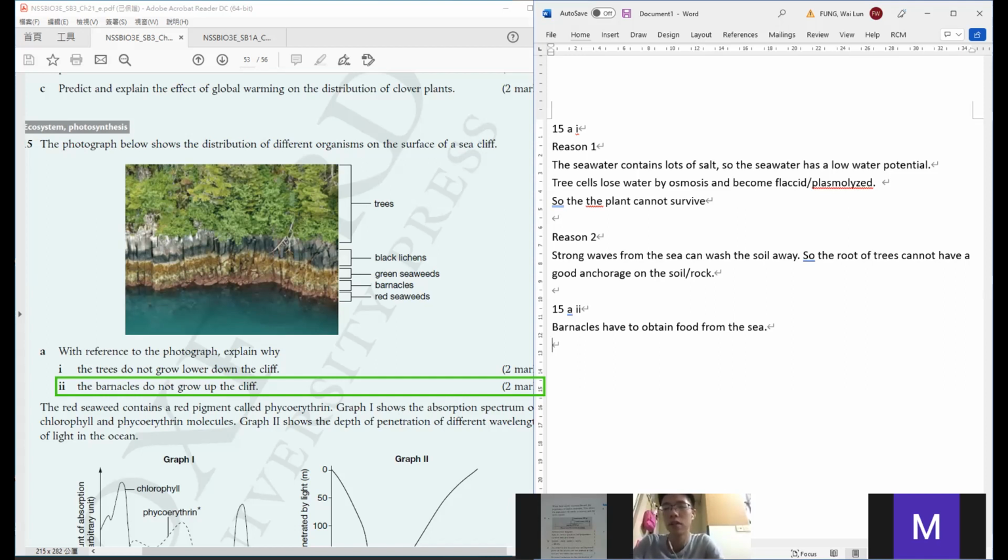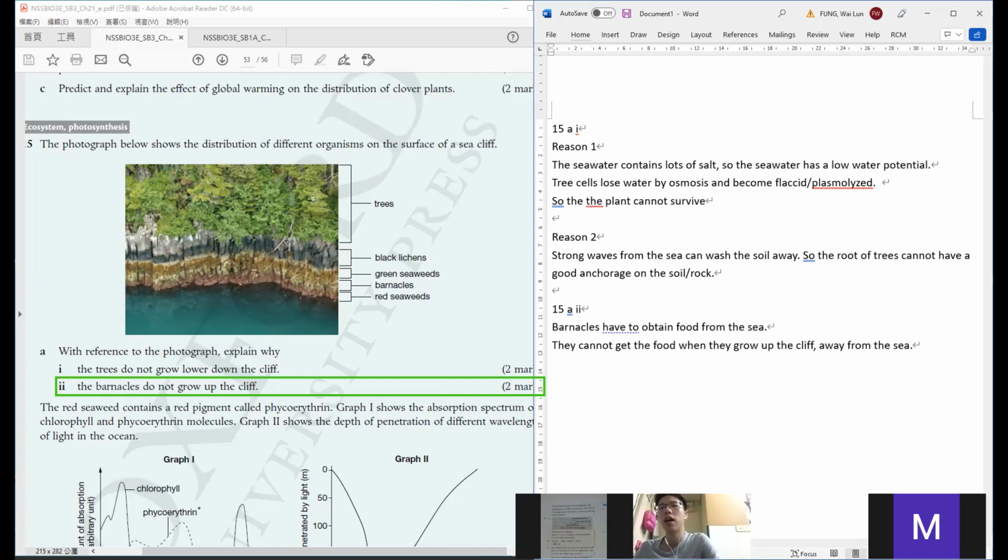Barnacles have to obtain food from the sea. When they grow away from the sea, when they grow up the cliff, they cannot get the food, away from the sea.